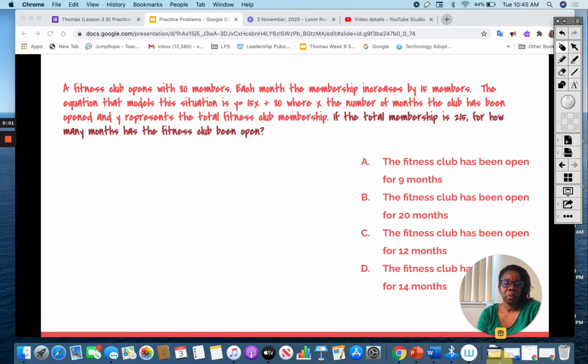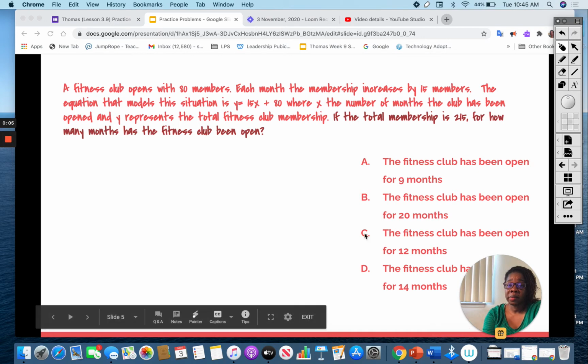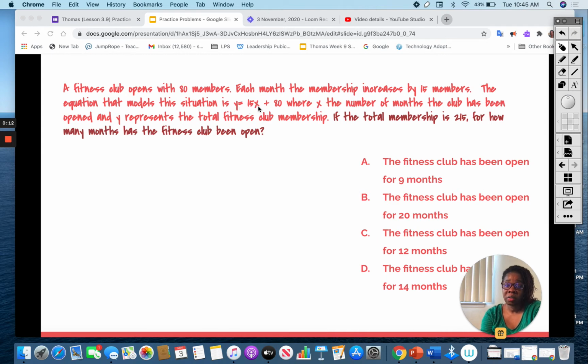All right, so this question says that the fitness club opens up with 80 members. Each month the membership increases by 15. The equation that models this situation is y is equal to 15x plus 80, where x is the number of months the club has been opened, and y represents the total fitness club membership. If the total membership is 215, for how many months has the club been opened?